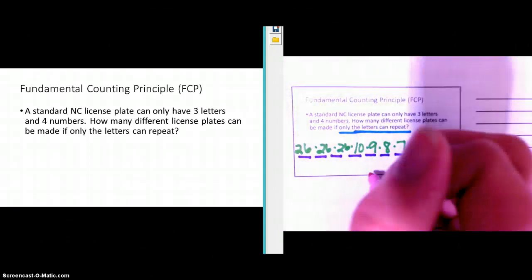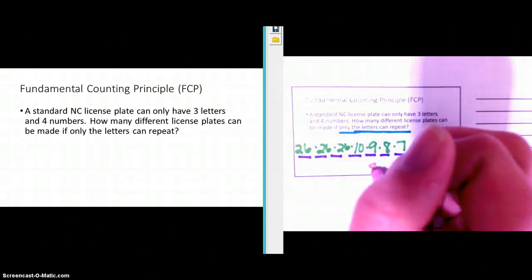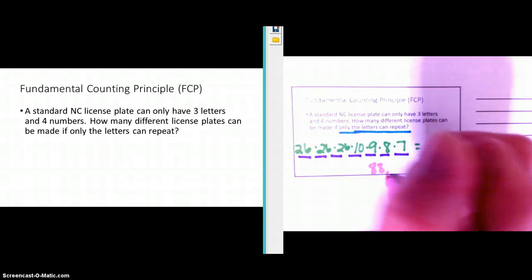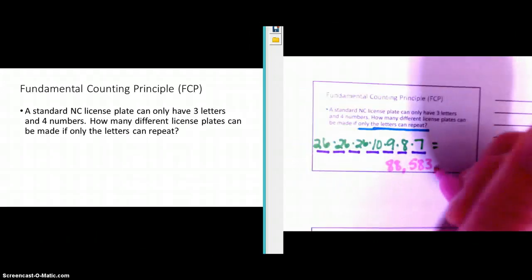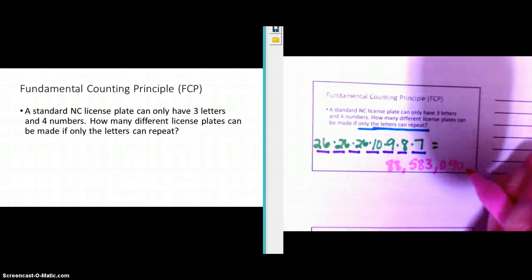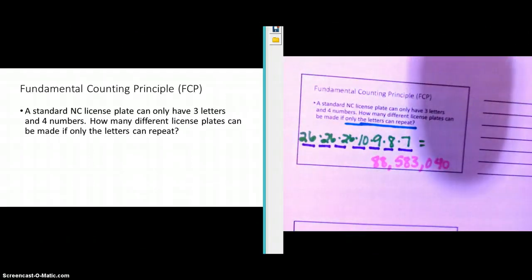We have 88,583,040. That's our answer for when we multiply that one out.